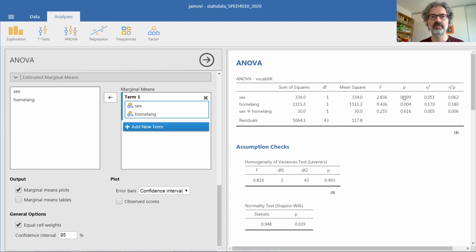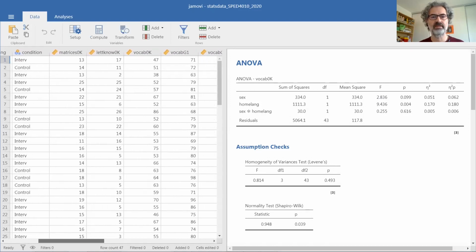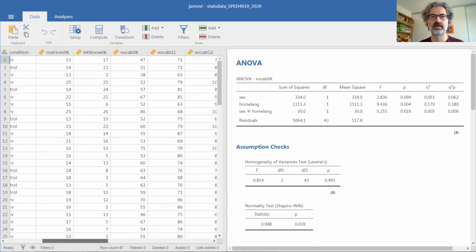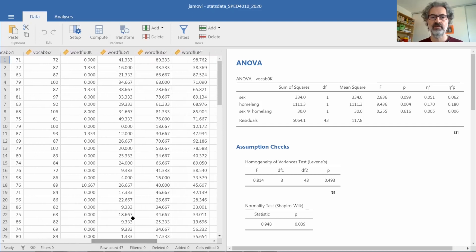Let us now move on to another example, this time using a repeated measures approach. In our data, we have a simulated study of an intervention. So some children were in an intervention condition, some were in a control condition. The intervention was supposedly about reading, and so we expect to see some effects on word reading fluency. We actually want to see if the intervention improved the reading fluency of the intervention group. And the way to analyze this is in comparison with the control group.